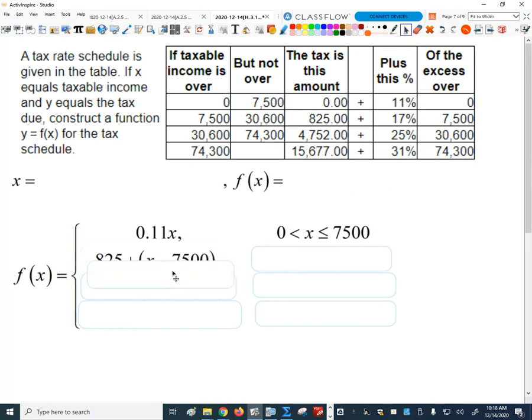Let's do this. I'm just going to write on top of this thing. Okay, so we get 825 plus 0.17 times X minus 7,500. Okay, and that's occurring in this part of the domain, right? So now how do we say this? If the taxable income is over 7,500, but not over 30,600, how would I say that, Olivia?